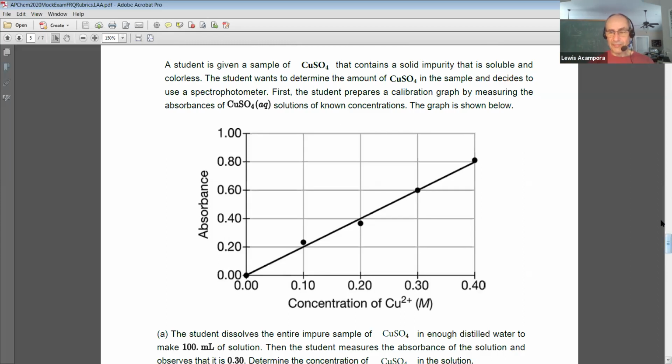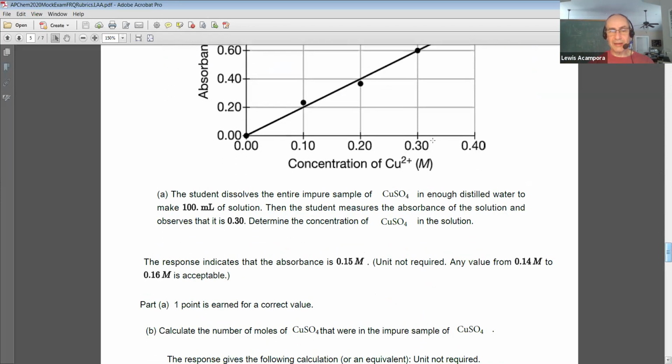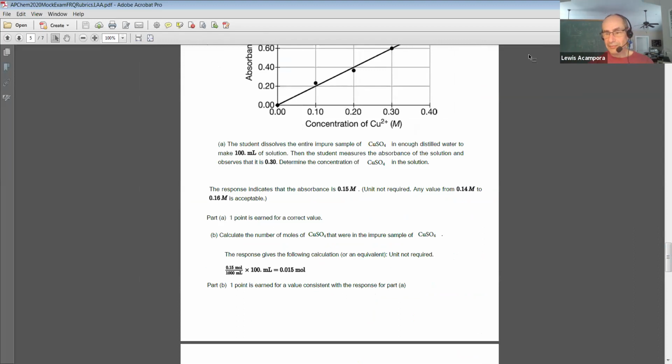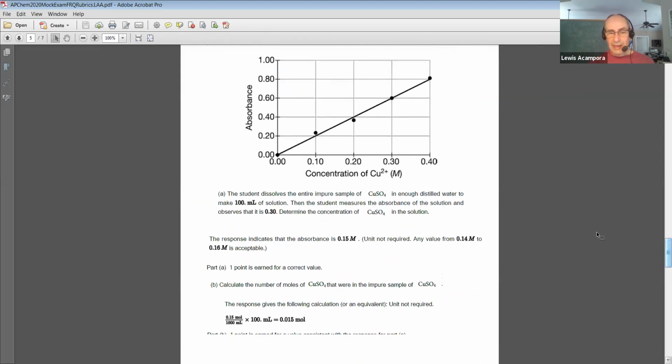And then the student dissolves the entire sample of copper sulfate in enough distilled water to make 100 milliliters of solution. And I hope most of you are thinking about, how would you do that? What piece of glassware would you use for that? And the resounding answer should be a volumetric flask. Then the student measures the absorbance of the solution and observes that it is 0.30, and there are no units there. Determine the concentration of copper sulfate in the solution, and that's part A.